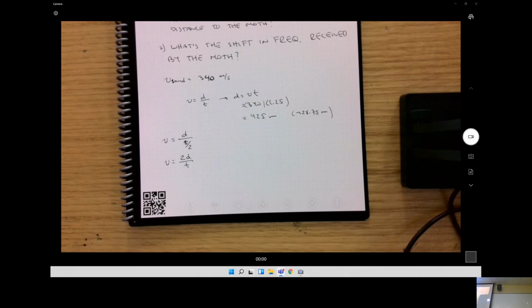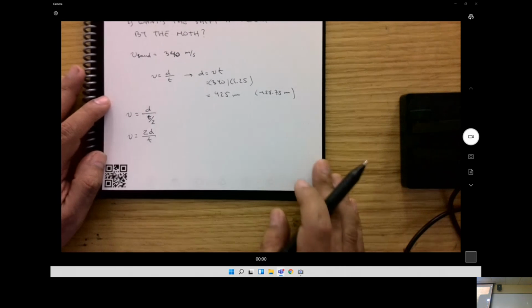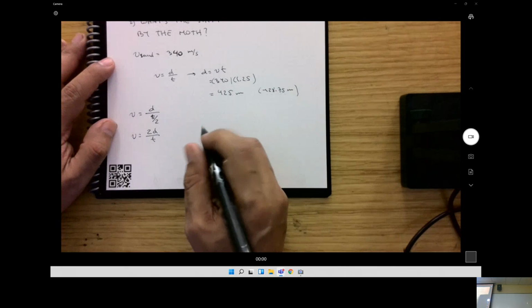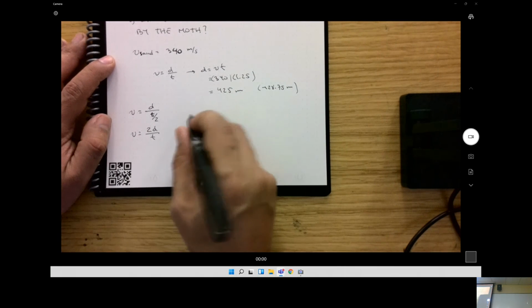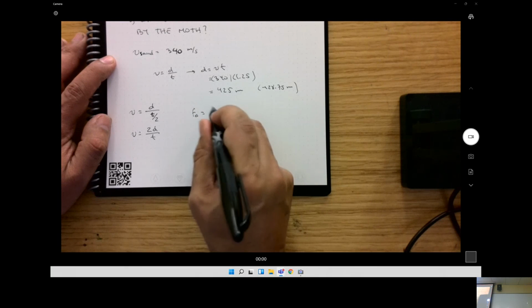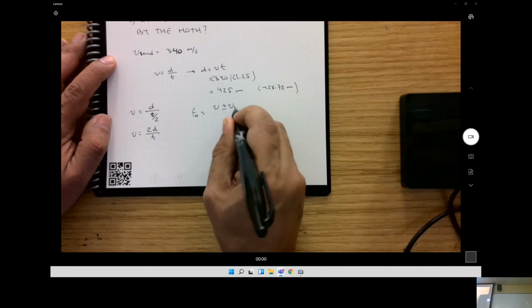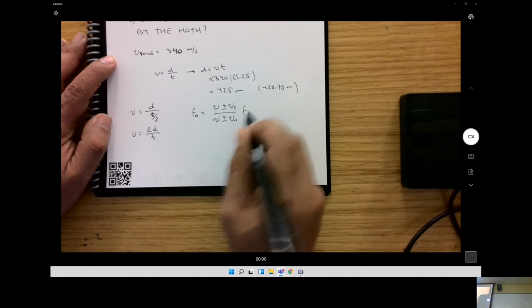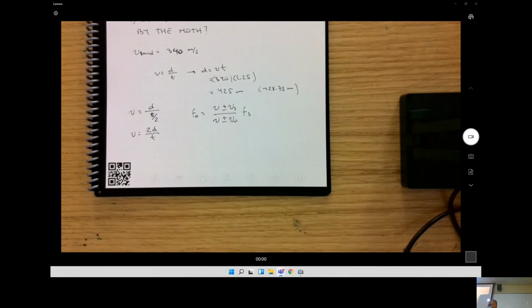For the second part, I just want to know what is the shifted frequency on the moth, not on the way back. So I need to do just one pass of Doppler effect. I'm gonna go with the general equation. The shifted frequency, the frequency on the observer, is given by (V plus or minus V naught) over (V minus or plus Vs) times Fs. Let me double check.